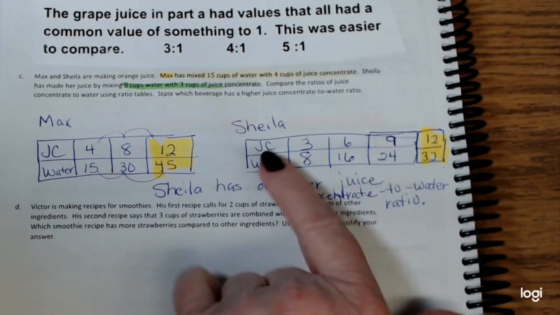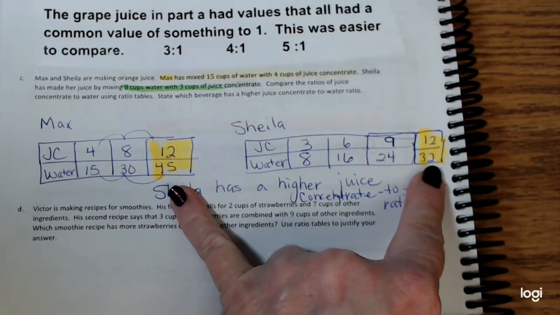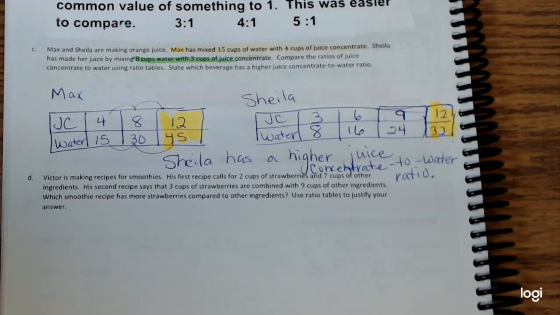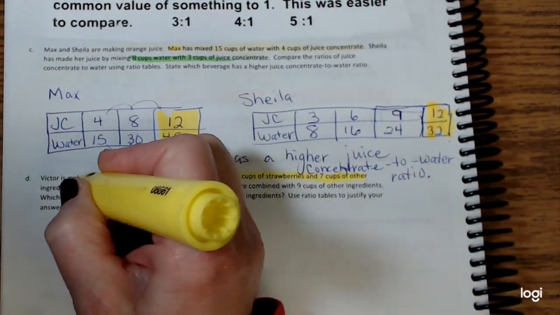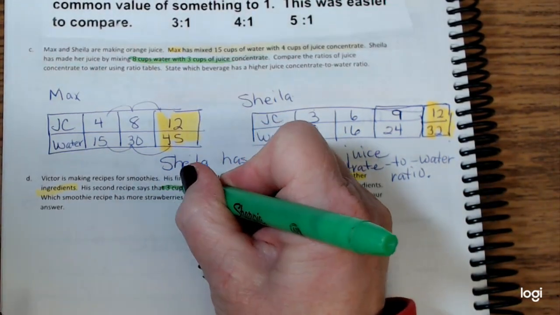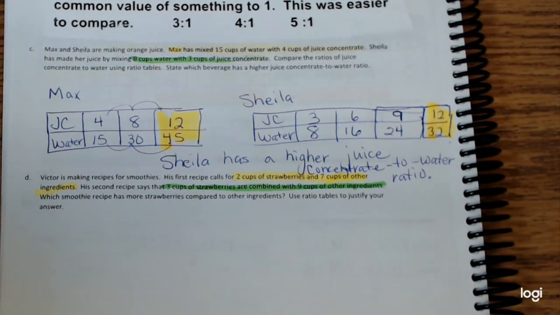Okay, now if you notice, even though we made nice tables, we had to extend Sheila's so that we were actually able to compare. Let's look at our last problem for today. Victor is making recipes for smoothies. His first recipe calls for 2 cups of strawberries and 7 cups of other ingredients. Okay, so we're going to need to know that information. His second recipe says that 3 cups of strawberries are combined with 9 cups of other ingredients. Okay, so another one here. Which smoothie recipe has more strawberries compared to other ingredients? Use ratio tables to justify your answer.